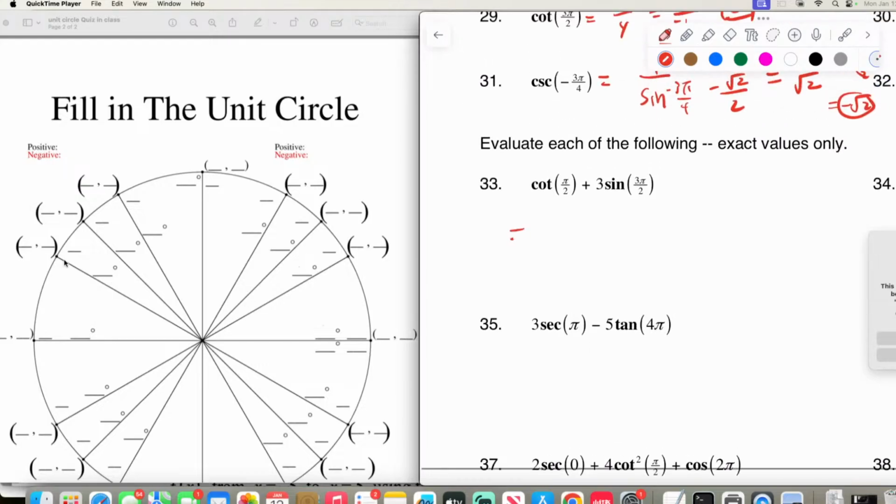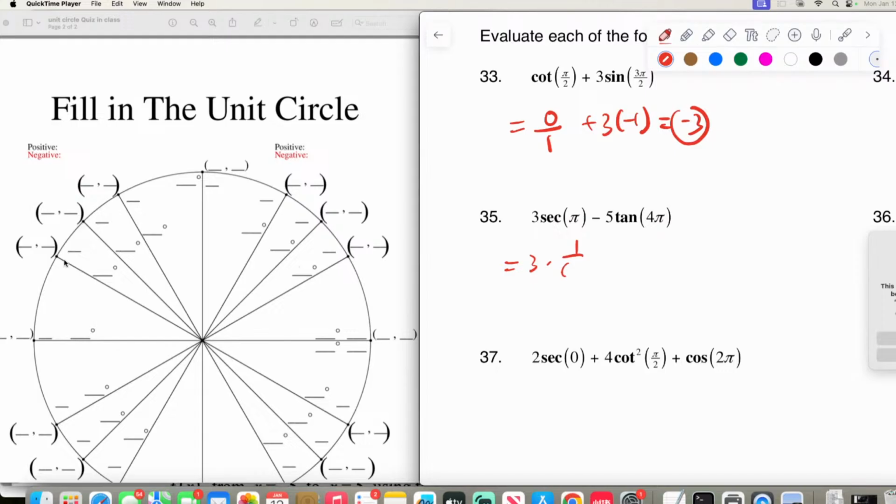Cotangent of pi over 2. So cotangent of pi over 2 is x over y, so it'll be 0 over 1, plus 3 times sine of 3 pi over 2. That's going to be negative 1. So it's negative 3. Is that okay? Okay.